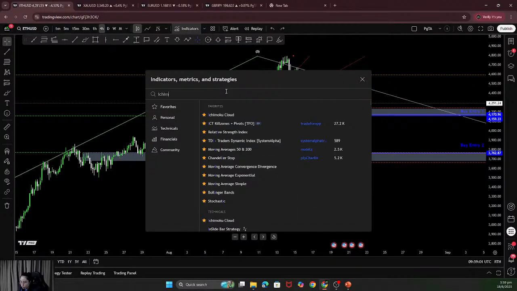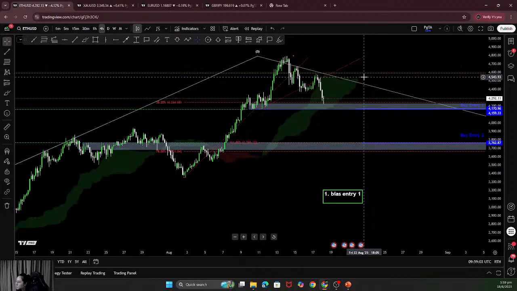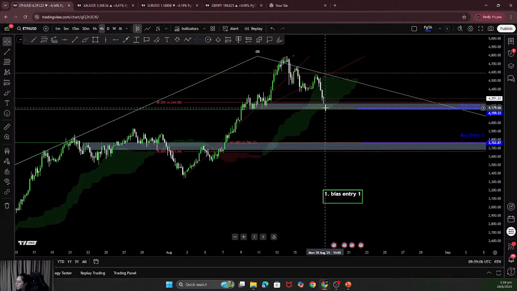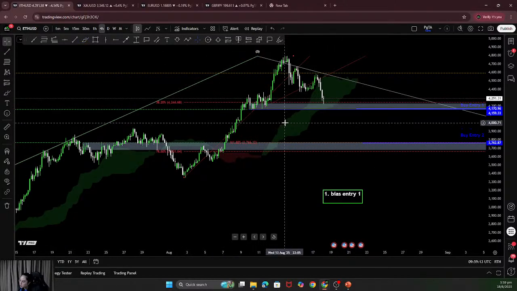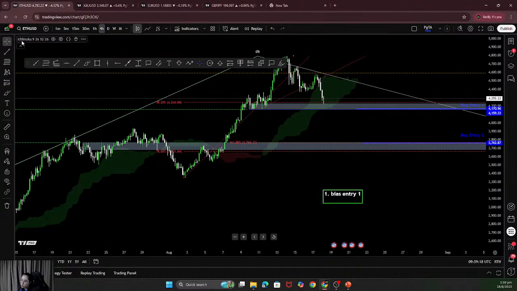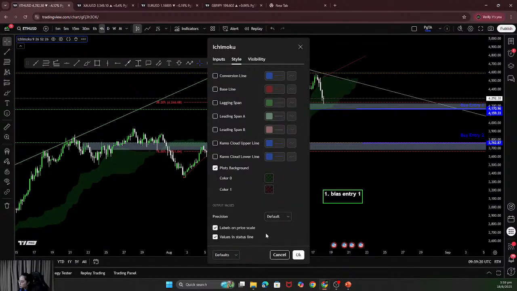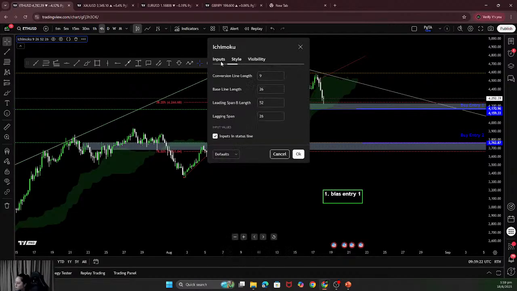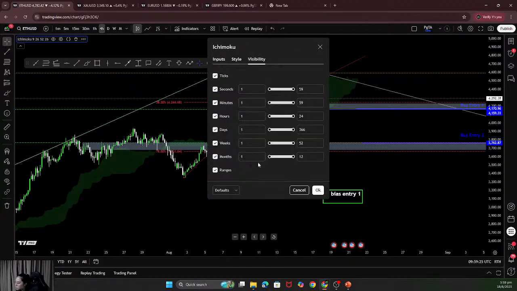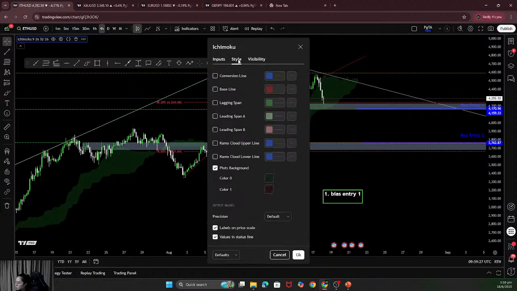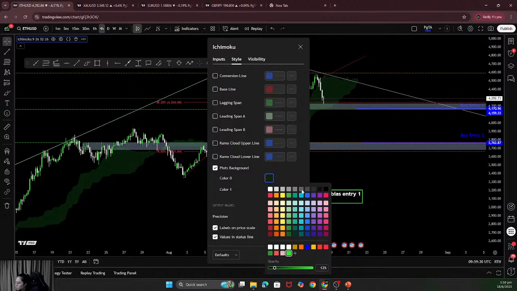Let me pull out Ichimoku. Do you see the cloud? Do you guys see this cloud? Do you guys see the Ichimoku cloud? It's very dark visibility. I'm trying to make it clearer. Yeah, so do you guys see that green cloud?